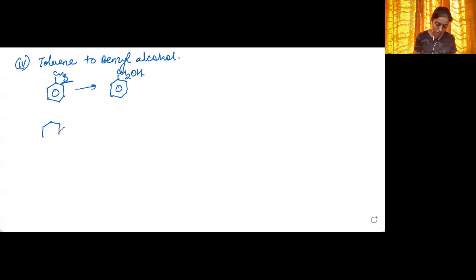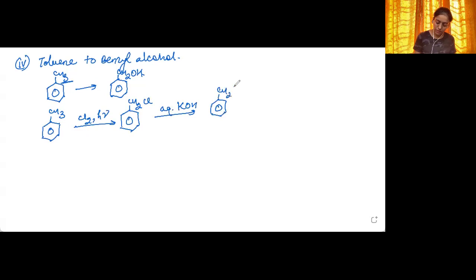Then we will be doing the hydrolysis with aqueous KOH. So just treat it with chlorine or bromine in the presence of sunlight. It will lead to the formation of benzyl chloride. Now you can just convert it into benzyl alcohol by treating with aqueous KOH. Hope this is clear. I think we have already done this question in some conversions in the previous questions also.